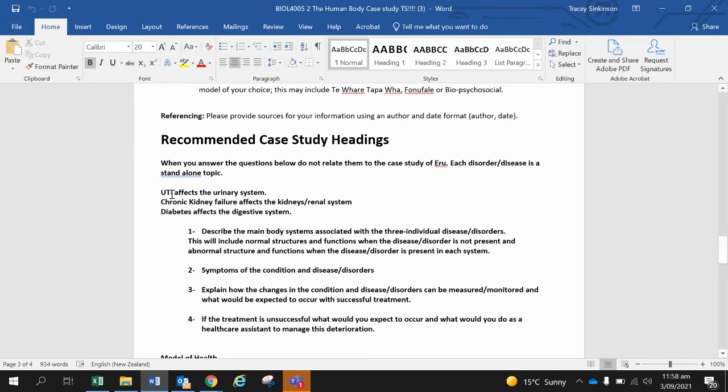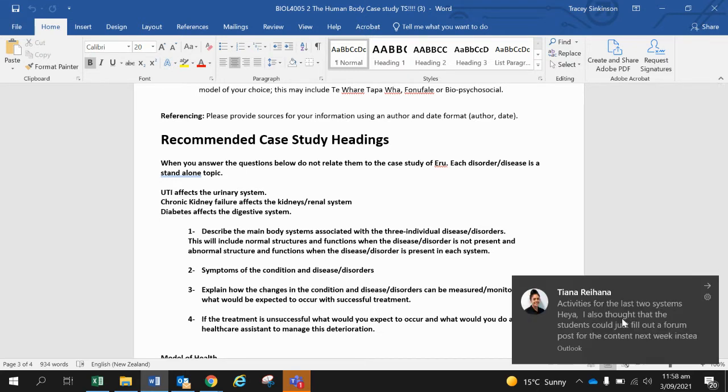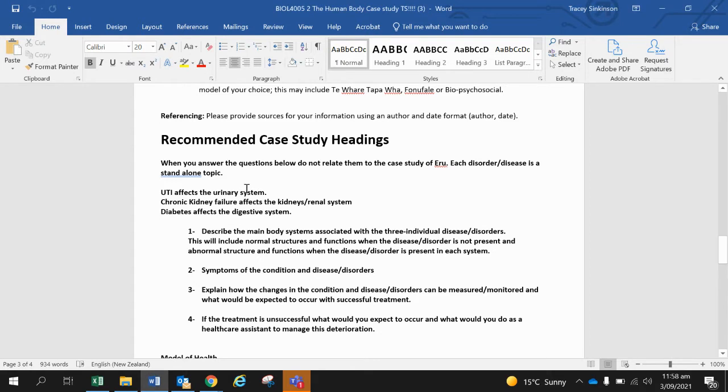Cool. So UTI. UTI is an umbrella terminology for urinary tract infections. And you can have many types of UTIs. You can have cystitis, pyelonephritis, you can have urethritis, and vaginitis. So you pick one, which is relevant to you.